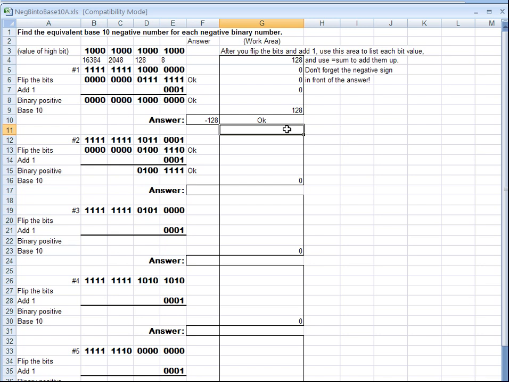So we've got the second bit in D15 turned on, so that means it would be half of 128, which is 64. And then we have the 8, 4, 2, and 1 bits turned on, so it's 79. I come over to F17 and put in the answer of negative 79. It gives me feedback that it's okay.